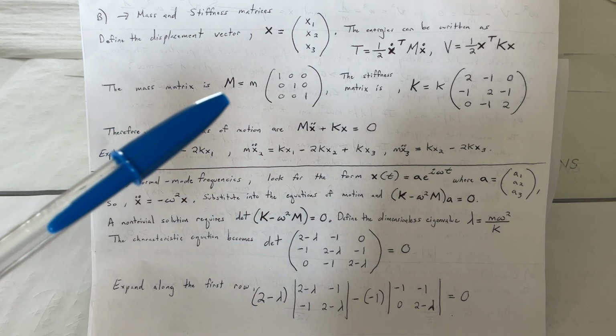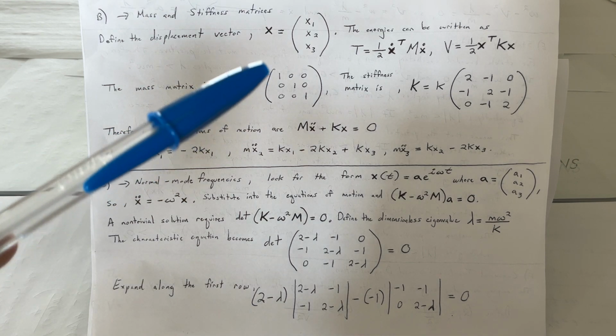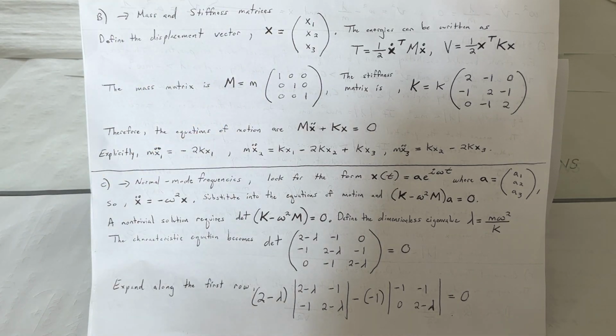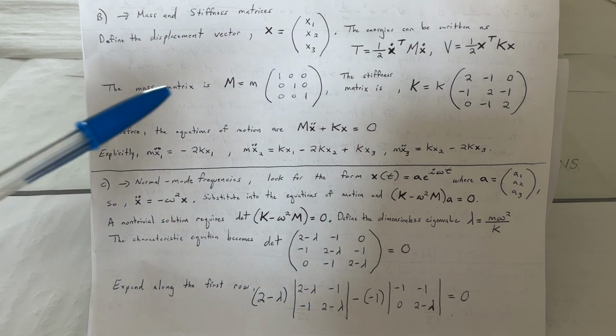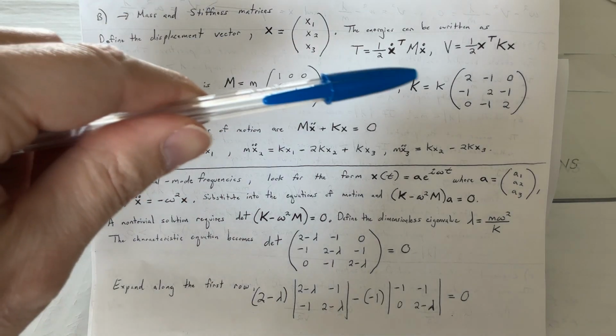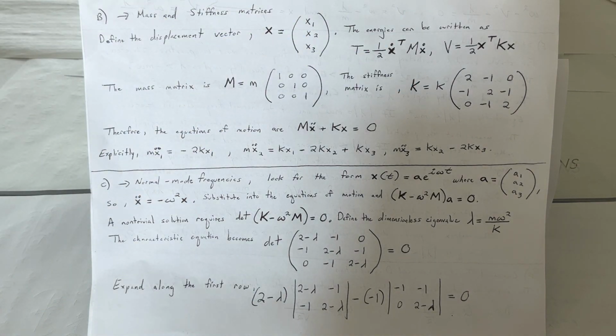And the mass matrix is M equals lowercase m, and then we have first row here of this matrix 1, 0, 0, second row 0, 1, 0, third row 0, 0, 1. And the stiffness matrix is that capital K equals k, and then 2, negative 1, 0, negative 1, 2, negative 1, 0, negative 1, 2 for those rows respectively.